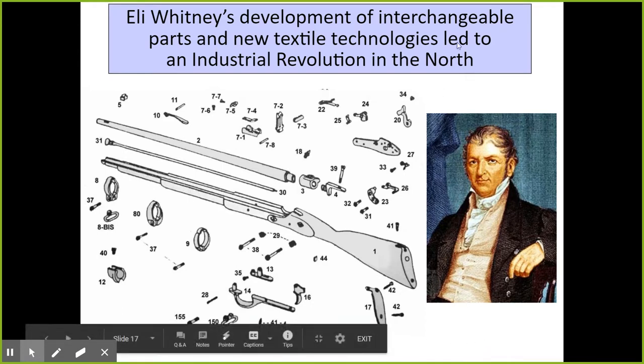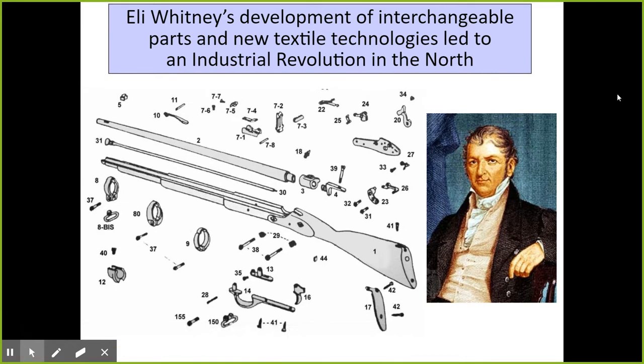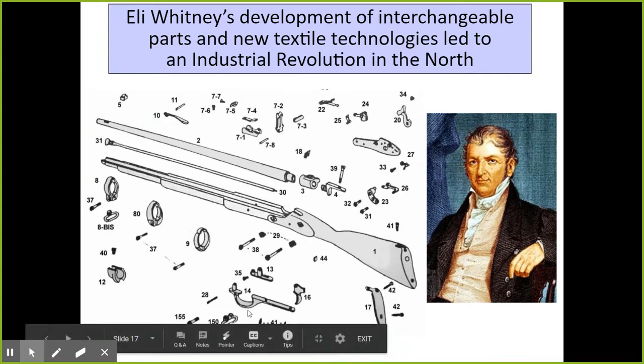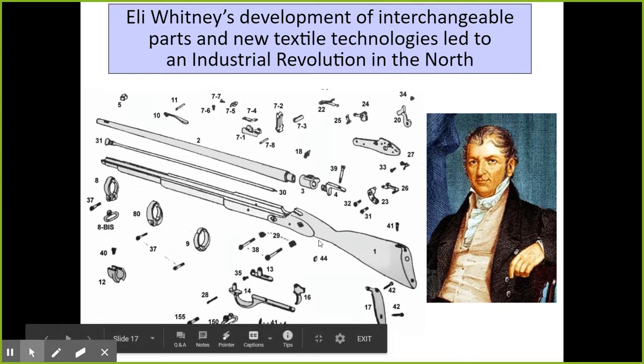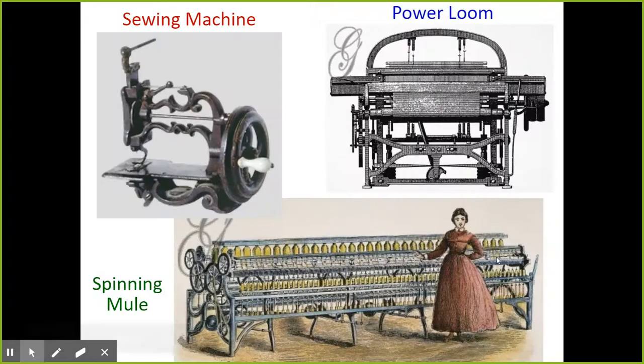This is where we start to see these interchangeable parts. Now somebody can manufacture just the hammer. Somebody can manufacture just the trigger. There's the trigger right there. Somebody can manufacture just the butt of the gun. As long as those pieces are manufactured under the same kind of circumstances, they can be interchanged with any other piece of technology. And this helps to push the North.